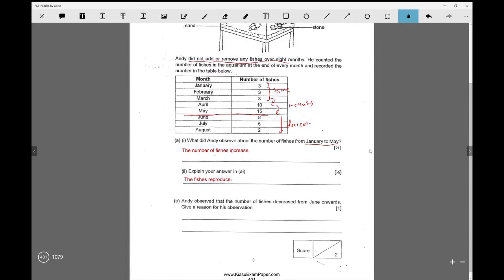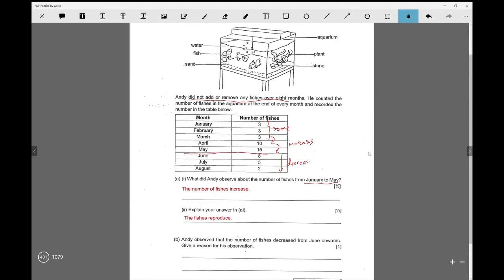Then from June onwards, the fishes drop, right? The number of fishes decreases, right? So they ask you why. Obviously the fishes have died. Sorry, let me rephrase it. Some of the fishes have died.